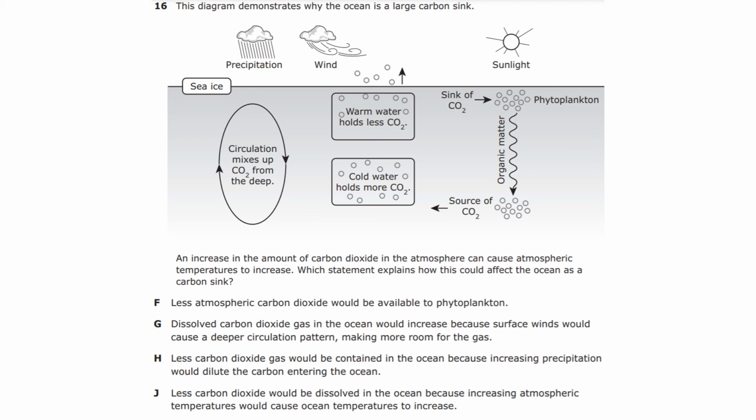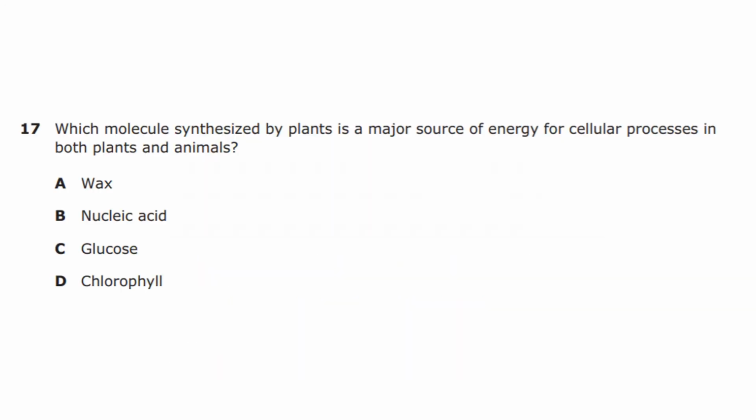H says less carbon dioxide gas would be contained in the ocean because increasing precipitation would dilute the carbon entering the ocean. That's not true because the carbon entering the ocean has nothing to do with the rain. Unless it's bound up to the rain and it's making carbonic acid and dropping it in the ocean, which it doesn't do, then the rain is not going to affect it. It says on J, less carbon dioxide would be dissolved in the ocean because increasing atmospheric temperatures could cause ocean temperatures to increase, and that would be the one you want to choose. All right. Go to the next one.